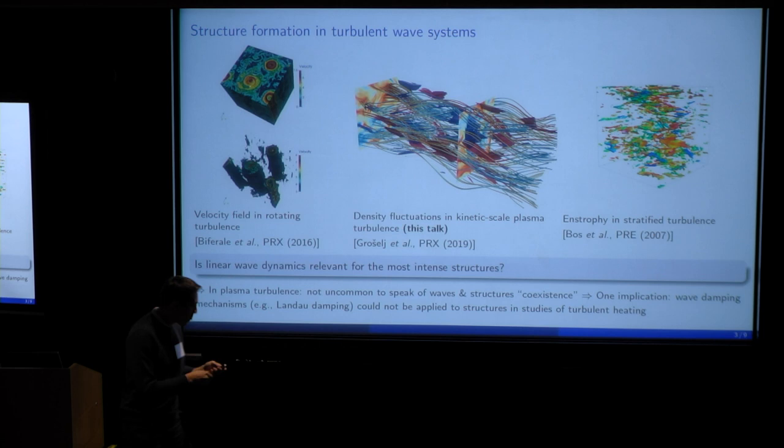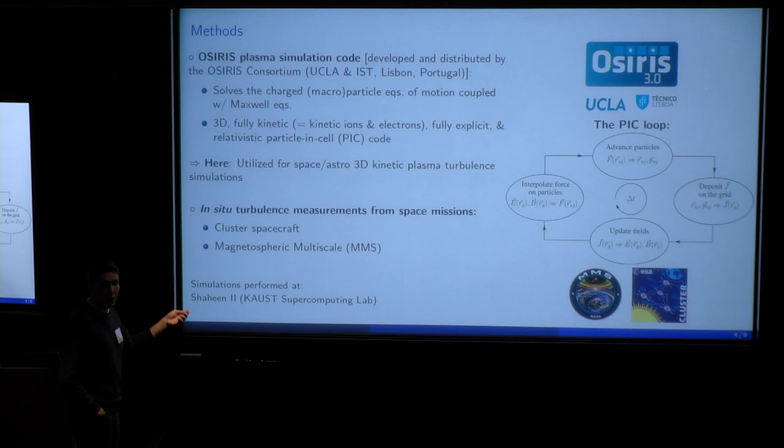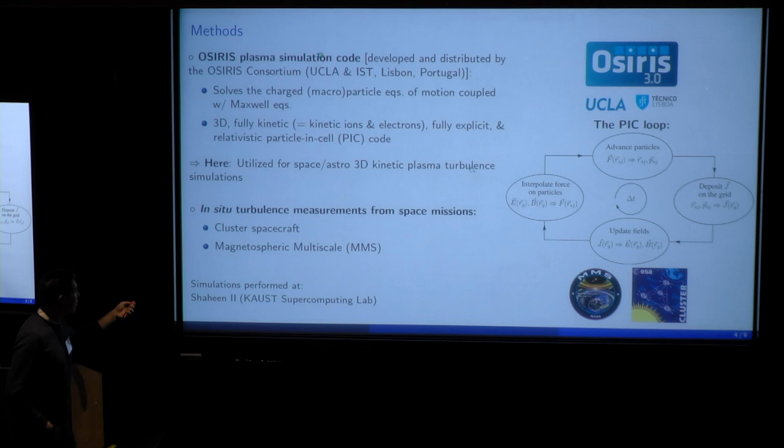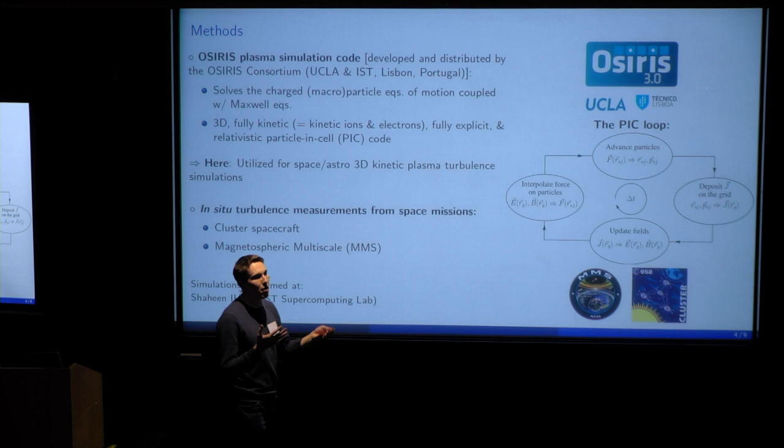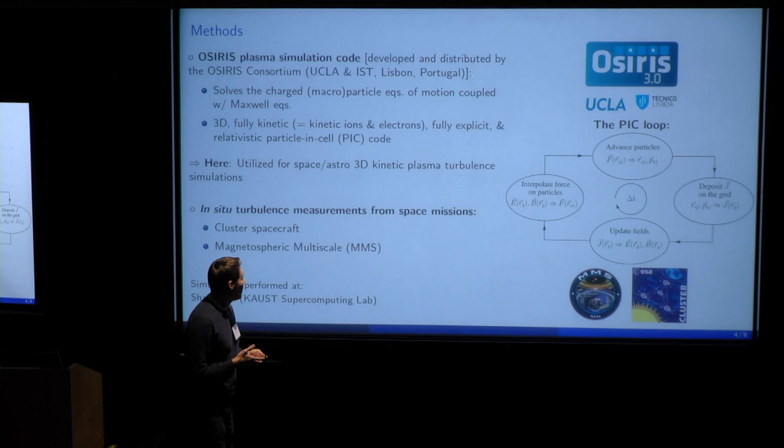So, a few things about the methods that we use. We combine 3D fully kinetic plasma simulations with data from spacecraft observations. I use a 3D kinetic plasma code called OSIRIS. Basically, we solve the charged particle dynamics, ions and electrons, self-consistently coupled with the Maxwell equations. The particles serve as sources for the Maxwell equations, and everything is done self-consistently. These are massively parallel computer simulations.